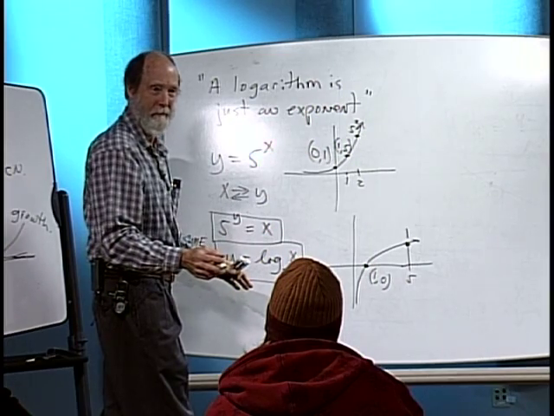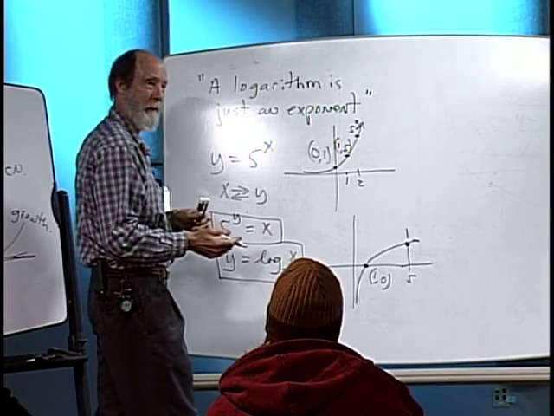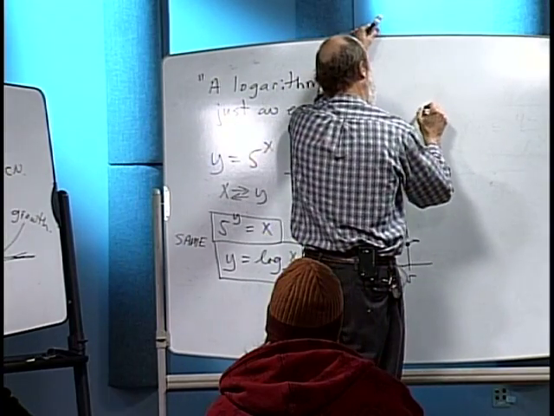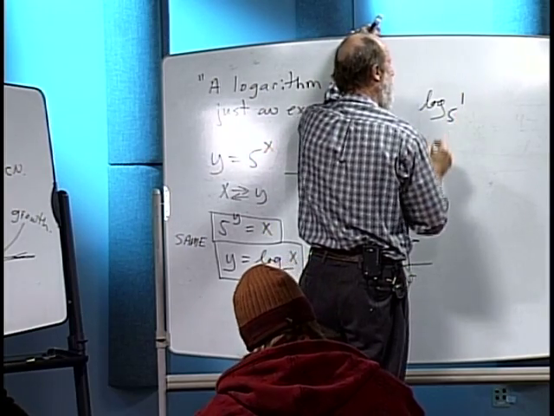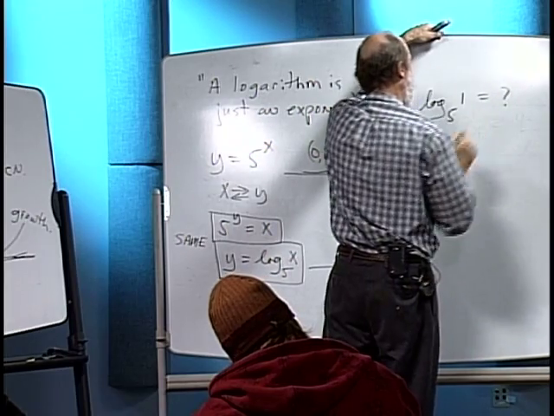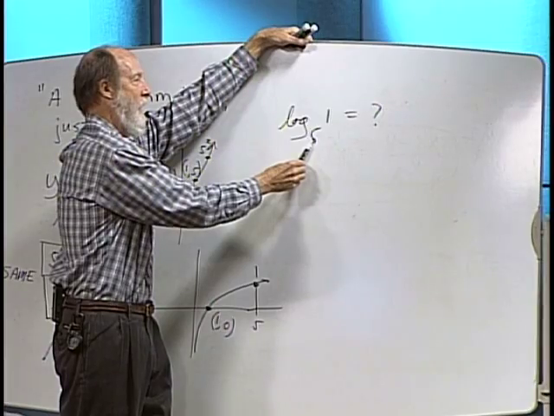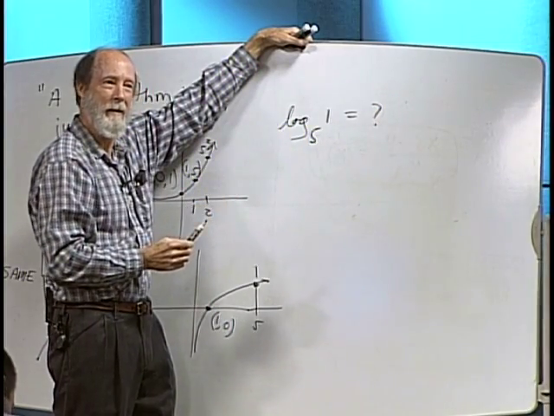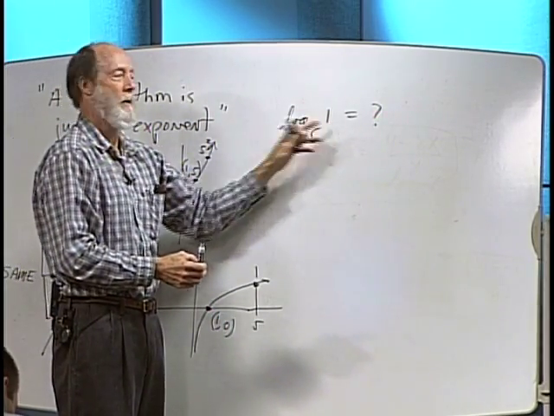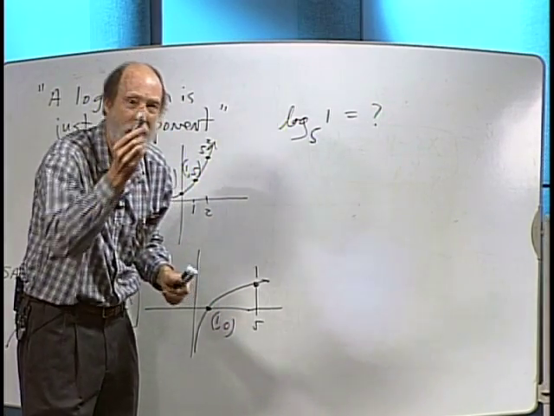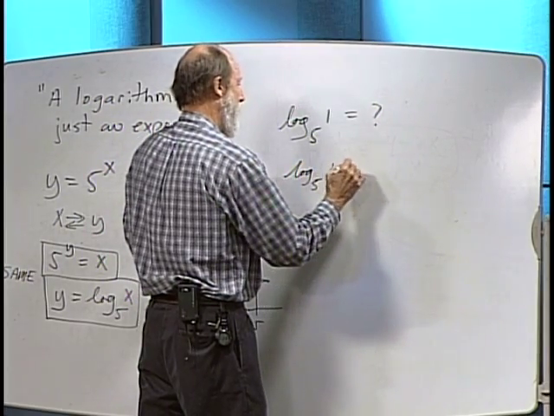So let's practice. Let's practice a couple logarithms, and why don't we stick with what Todd had suggested, base 5. So here's a question. Log base 5 of 1. What's that equal to? So what you want to say to yourself is, what's the exponent of 5 that gives you 1? Logarithm is just an exponent. What's the exponent of 5 that gives you 1? Think about it. Jennifer? 0. 0. Perfect. So log base 5 of 1 equals 0.